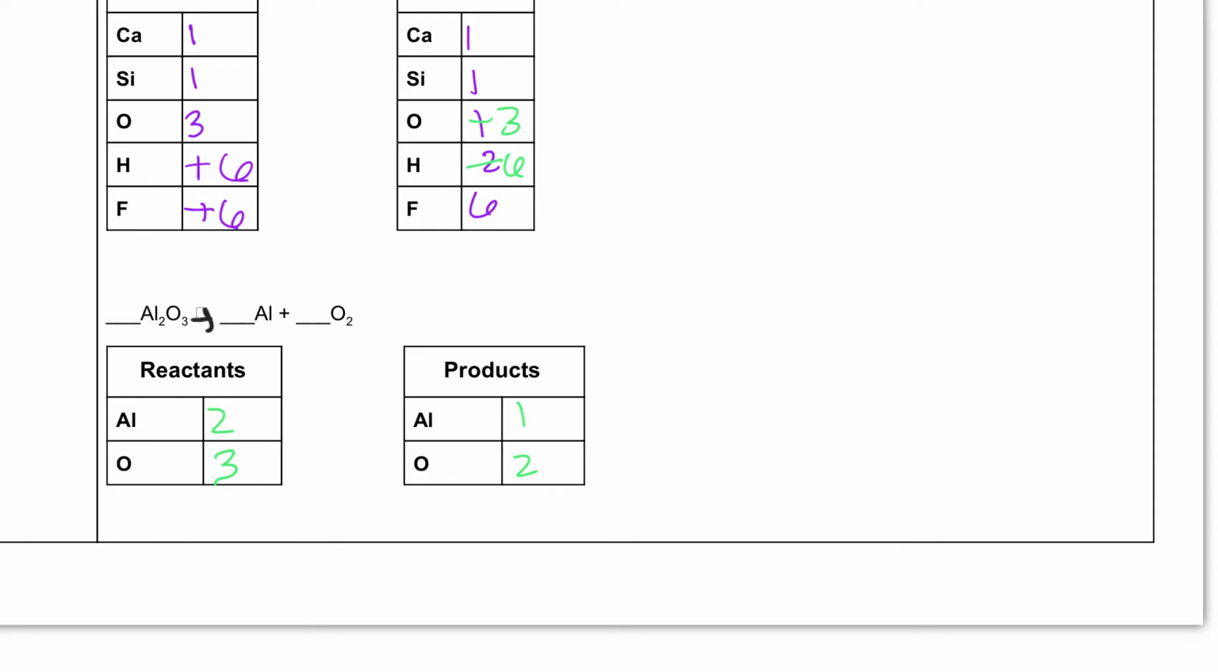In the next reaction, I have 2 aluminums and 3 oxygens on the reactant side, and 1 aluminum and 1 oxygen on the product side. So what I need to do is balance my aluminums first. So I have a 2 here, but my oxygens aren't balanced.